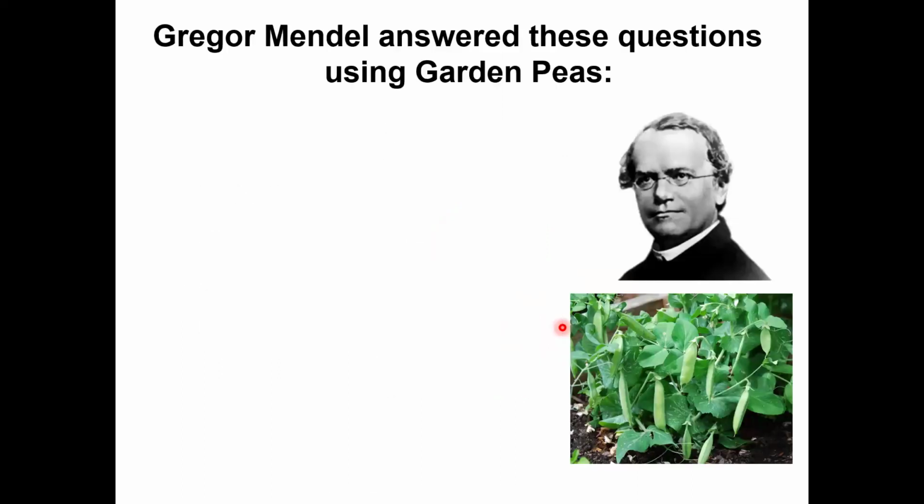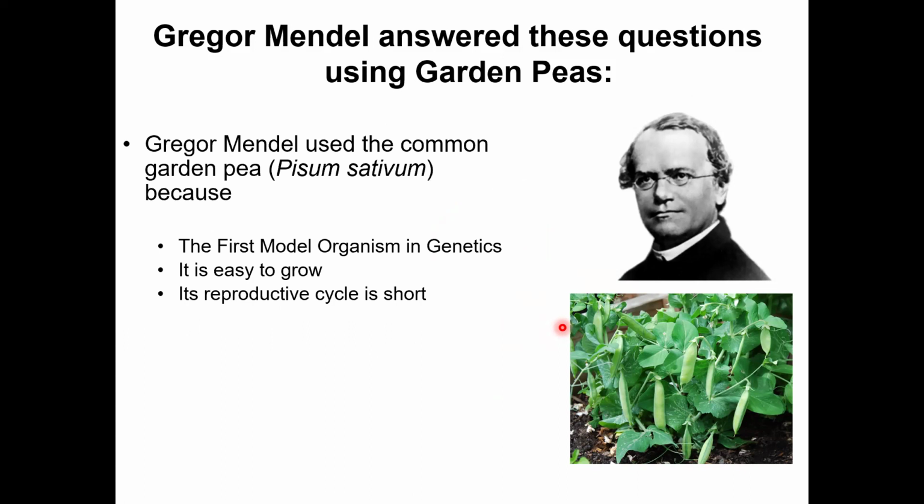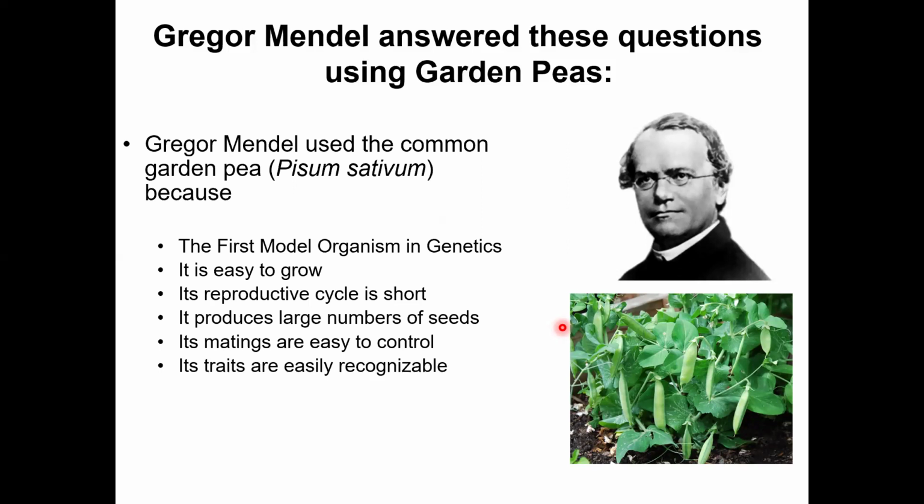So when we look at Mendel's work, what we see is that he uses the common garden pea, or Pisum sativum. It is the first model organism in genetics. It's very easy to grow. It has a short reproductive cycle. It produces a large number of seeds, and the matings are easy to control. The traits are very easy to recognize.